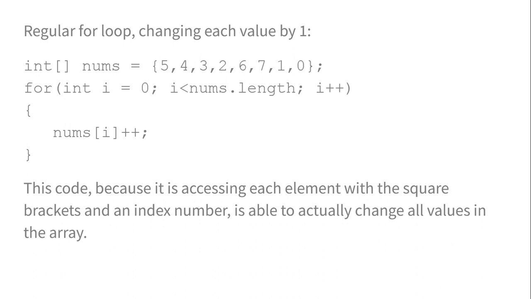Here's a regular for loop where I am changing every value, adding 1 to every value. Notice right here, I'm saying nums square bracket i plus plus. That is literally changing each element to be 1 bigger because it's accessing it with the square brackets, not through a temp variable like in the for each loop.